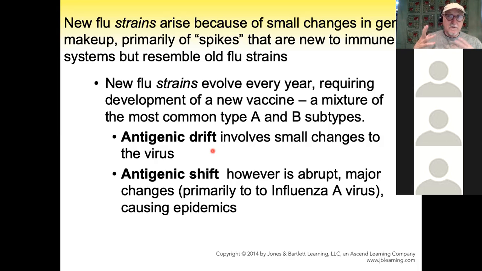So they may cause problems, but they don't usually cause widespread major illness. A different story arises when we get a major genetic shift in the influenza, in the structure of the genome, and an entirely new combination of hemagglutinin and neuraminidase spikes, and very often entirely new hemagglutinin spikes. Now no longer just small changes, but entirely new hemagglutinin spikes may arise. This is primarily influenza A, and this is what causes the great influenza epidemics.